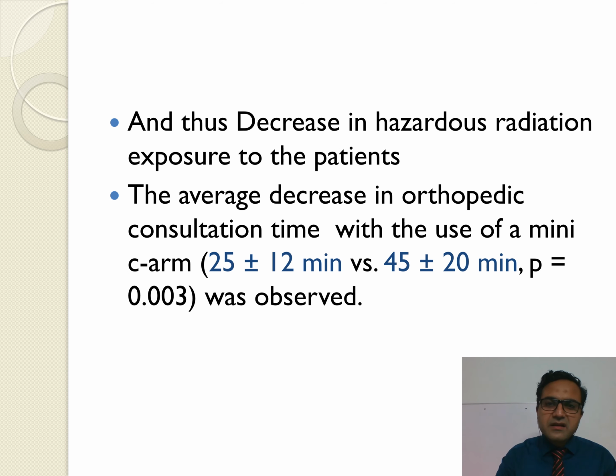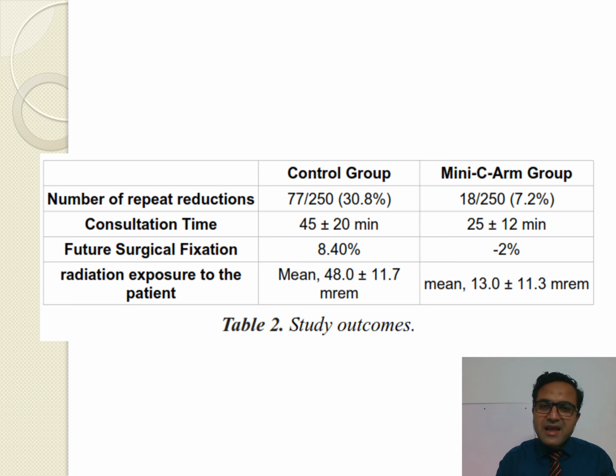And thus, hazardous radiation exposure to the patient also decreased. As we noted, conventional X-rays take more time than the mini C-arm, so the average orthopedic consultation time with the use of the mini C-arm is also decreased. It takes around 25 plus or minus 12 minutes in each patient, while 45 minutes for the conventional X-ray patients. This table summarizes the results: the number of repeated reductions, consultation time, future surgical fixations and radiation exposure were decreased in the mini C-arm group.